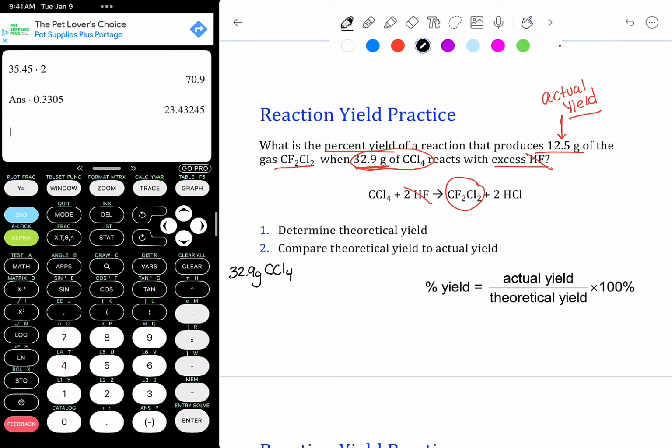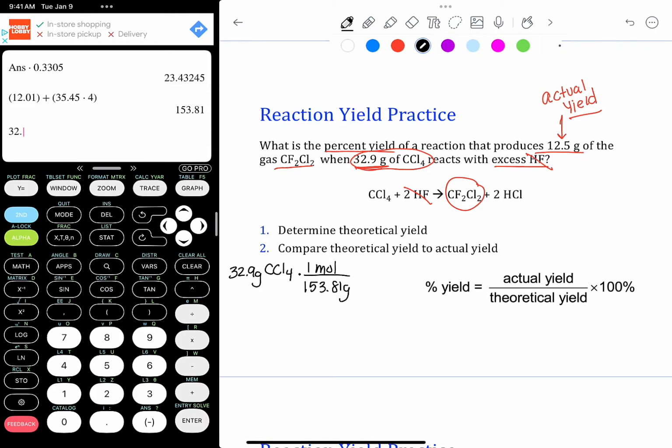Okay, so we need to know our molar mass of carbon tetrachloride. So we get 12.01 plus 35.45 times 4. We get 153.81. So we get 153.81 grams is 1 mole. So we take that, we do 32.9 and divide it by that value. Okay, so we have 0.2139 moles of CCl4.